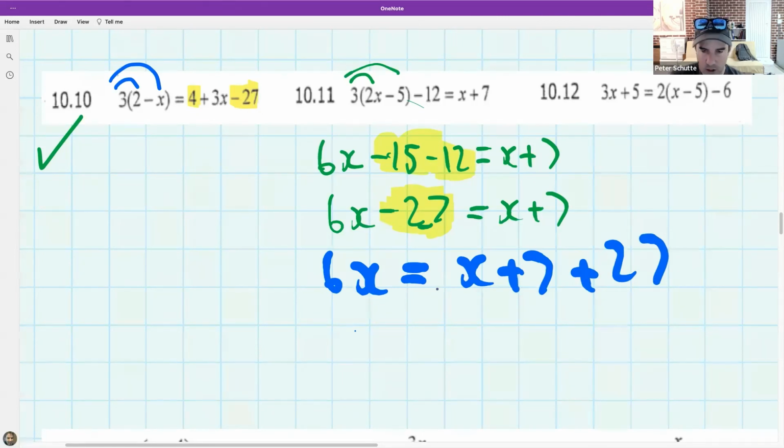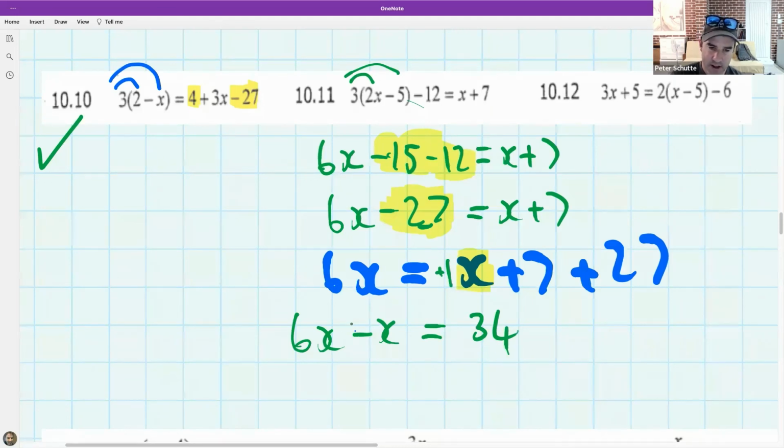And now the last thing that I need to deal with, sorry, that was enormous, is this x. And this is a plus 1x. So what am I going to need to do to deal with this plus 1x? I think I need to take away x from both sides. If I take away x from both sides, I'm going to get 6x minus x, and then the x that was there is going to get knocked out. And because I got 7 and 27, I get 34.